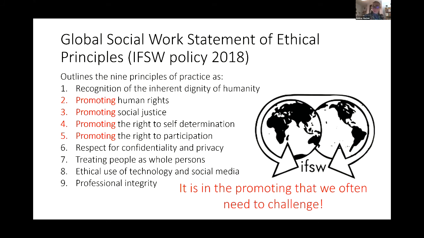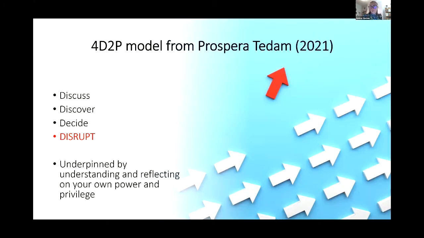Back to those basic principles, back to the IFSW statement. Four of the nine start off with promoting human rights, promoting social justice. It's in the promoting that we often need to challenge. We have to challenge others to make sure people do have their human rights. We have to challenge to make sure that we bring social justice about. And for me, key theory around challenging is Prospera Tedam's 4D2P model.